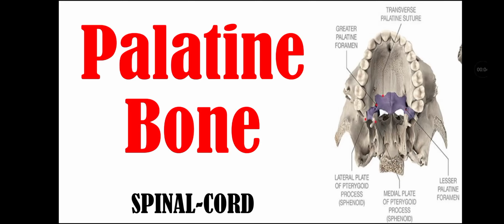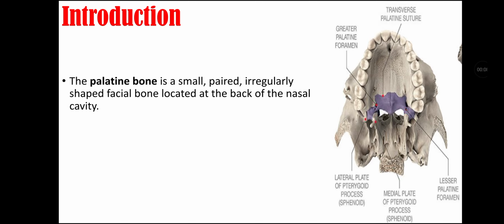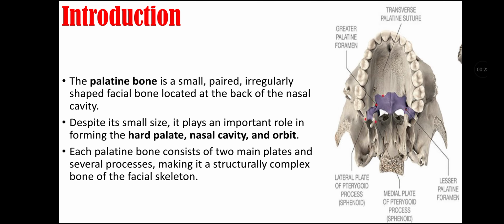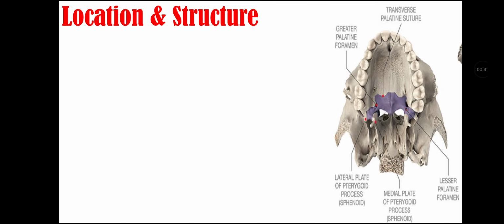Today we are going to talk about palatine bone. So let's start the topic with introduction. Palatine bone is a small, paired, irregularly shaped facial bone that is located at the back of the nasal cavity. Despite its small size, it plays an important role in forming the hard palate, nasal cavity, and orbit. Each palatine bone consists of two main plates and several processes, making it a structurally complex bone of the facial skeleton.